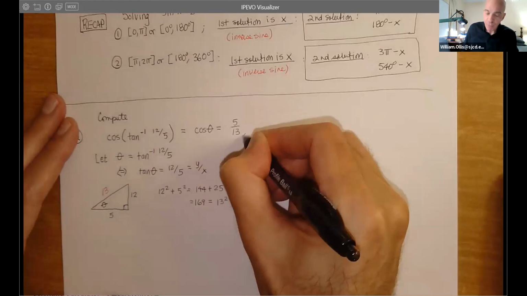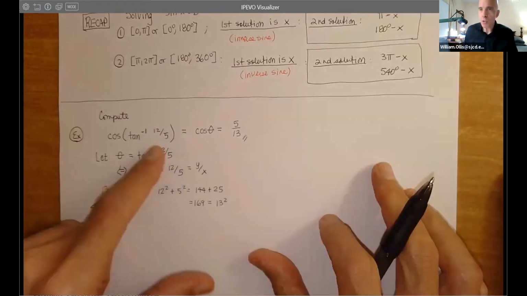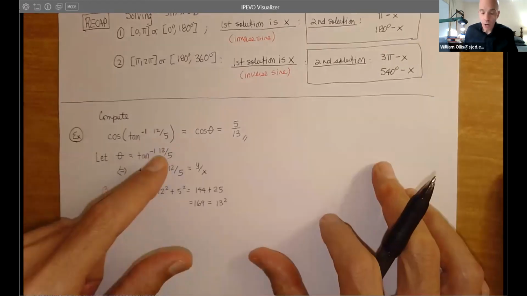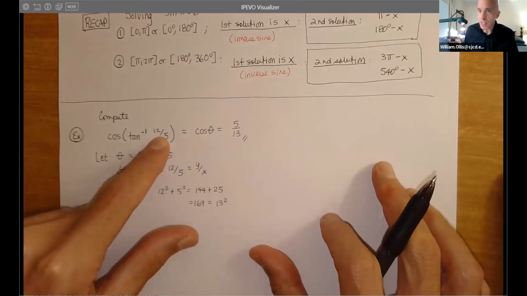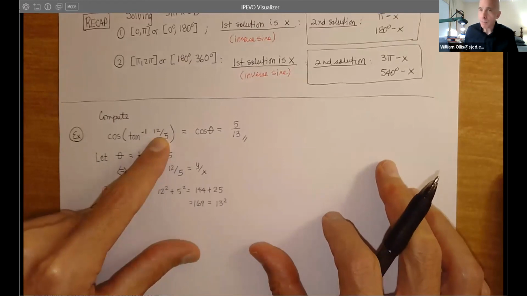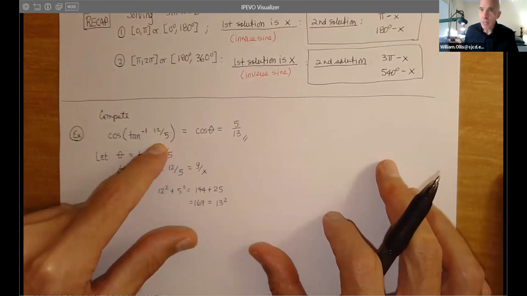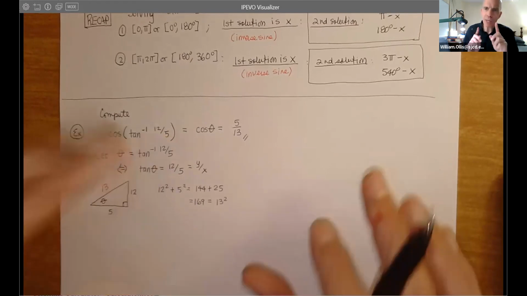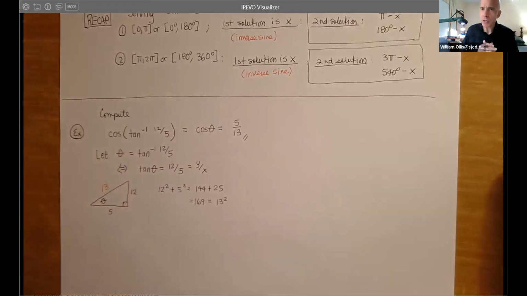So that would be a way to actually do a composition where this input was not something that we saw in a terminal point on the unit circle. When this is a terminal point deal, then you're fine. You can say, oh yeah, I know what that is. I can use the unit circle.